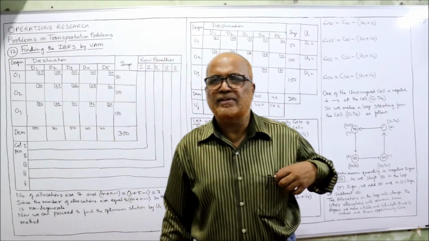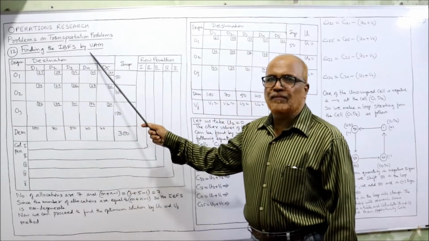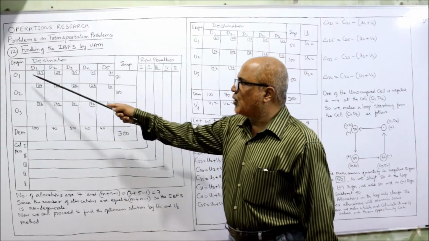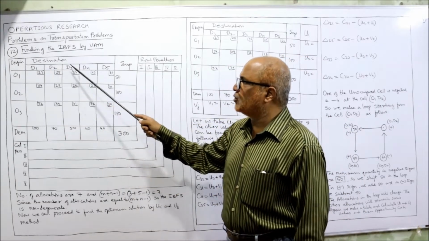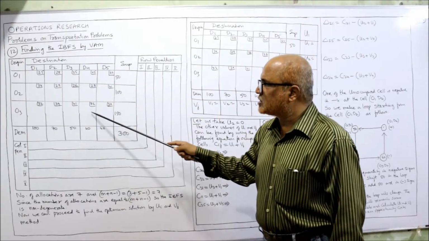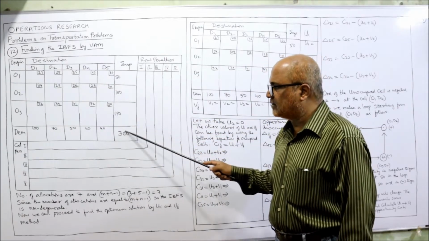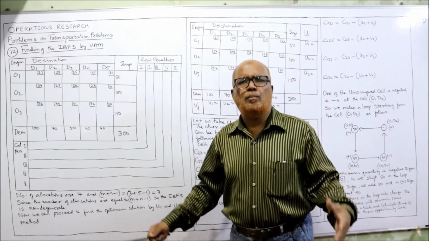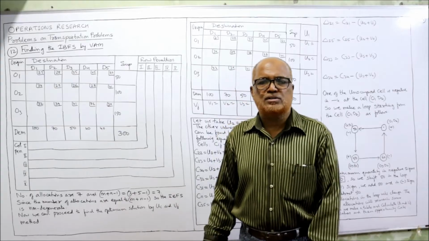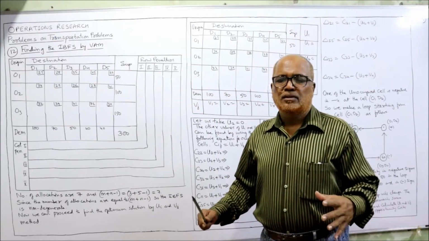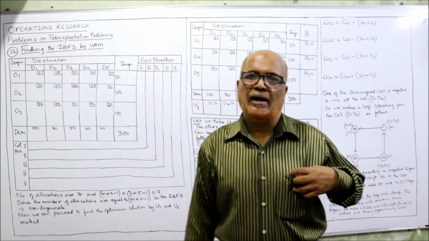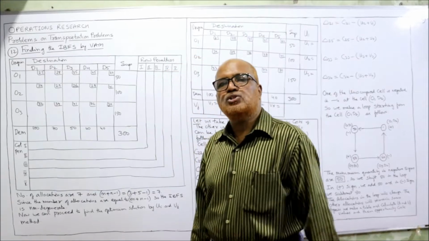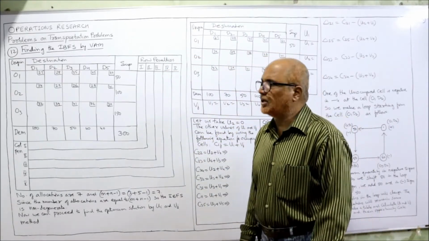First, we find the IBFS, the initial basic feasible solution, by Vogel's approximation method, VAM. So origins O1, O2, O3, destinations D1, D2, D3, D4, D5. I have taken all the costs and all the supply and demand, right? Now we need the penalties, row penalty and column penalty. After doing so many problems, I expect that my viewers are already aware how to find the IBFS by VAM. Penalty means the difference between the smallest cost and the next smallest cost in each row and column.